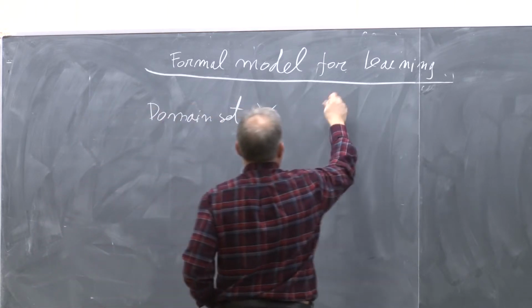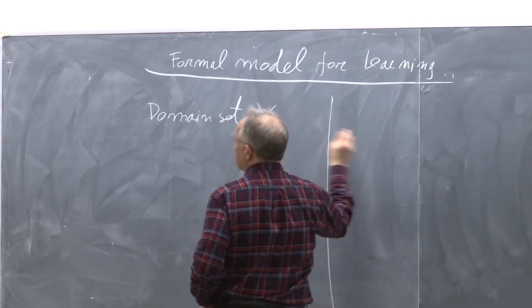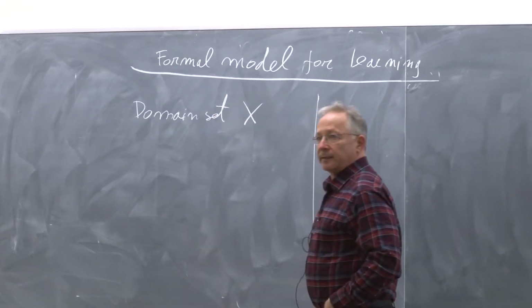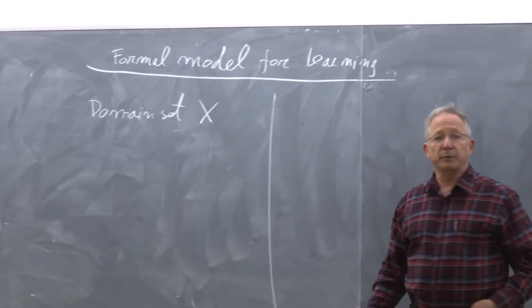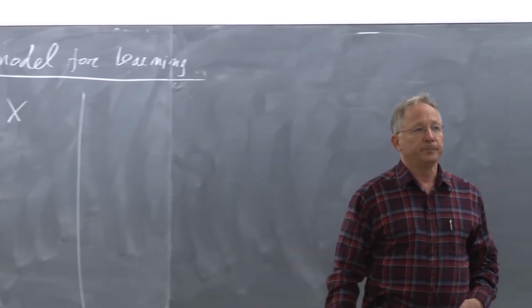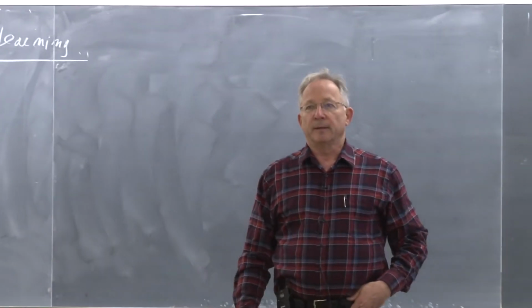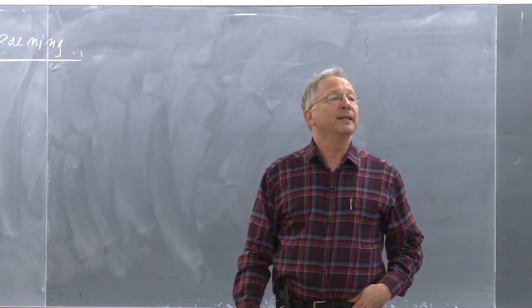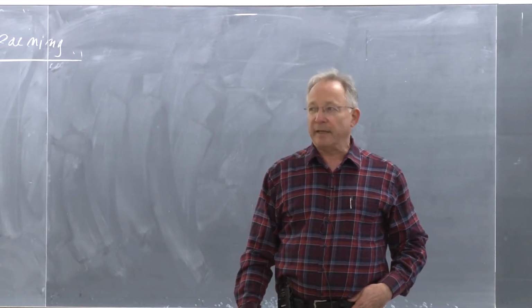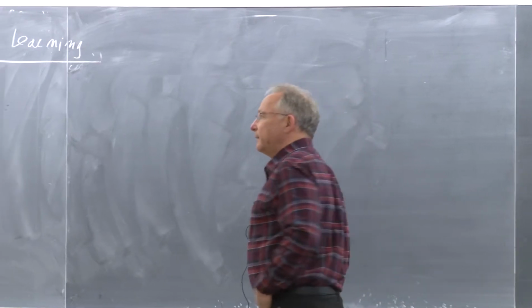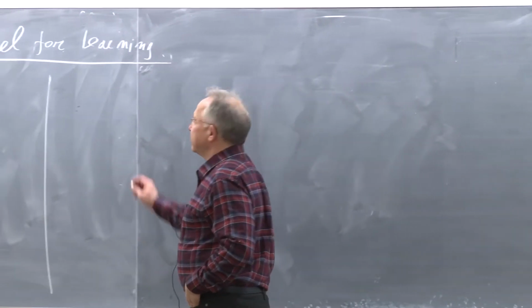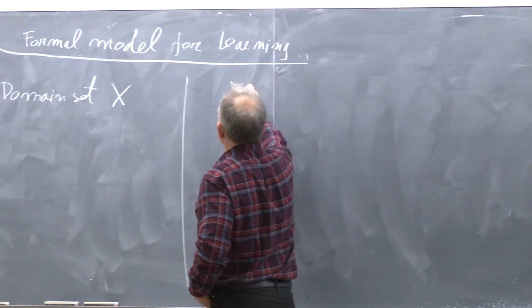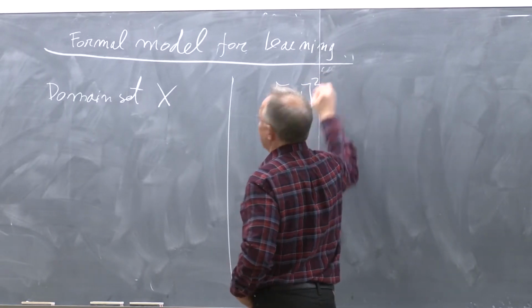X, and if we go to the analogy of the papaya, what is the domain set in the case of the papayas? What is our domain set? Yes? What do you say? Right. So the domain set in the case of papayas is our set 0, 1, square.